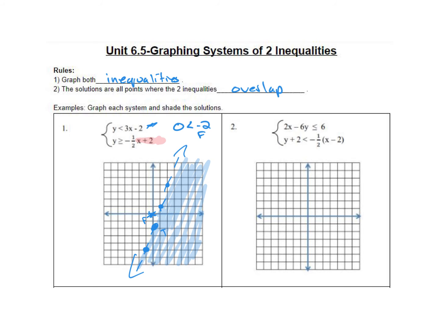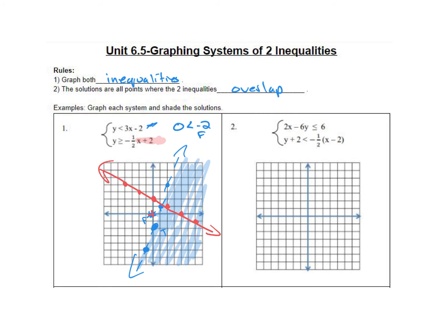So it starts by graphing it. So we start at 2. We're going to go down 1 over 2, down 1 over 2, and so forth, up 1, back 2, up 1, back 2. Now this one's going to get a solid line because it's equal.